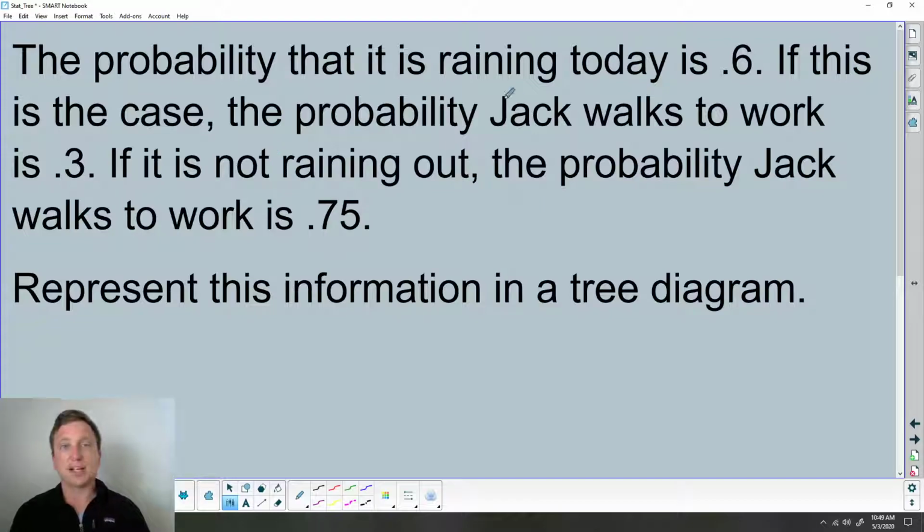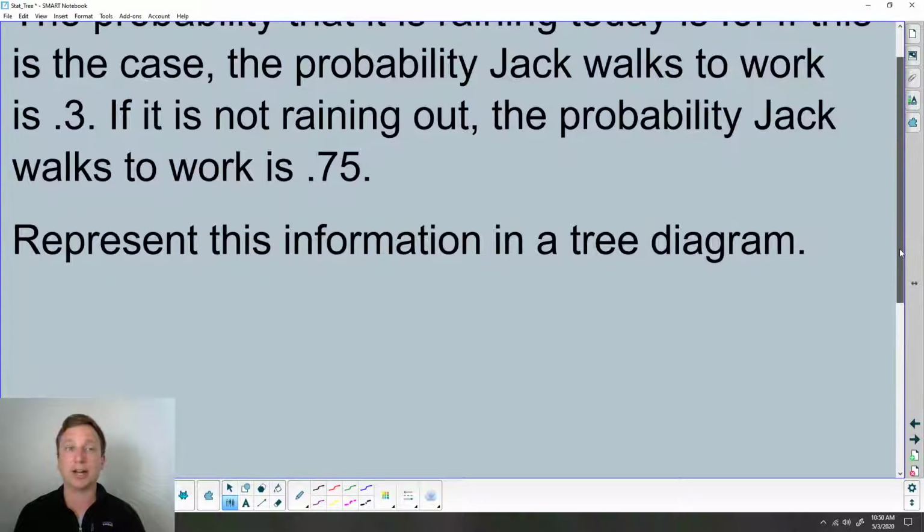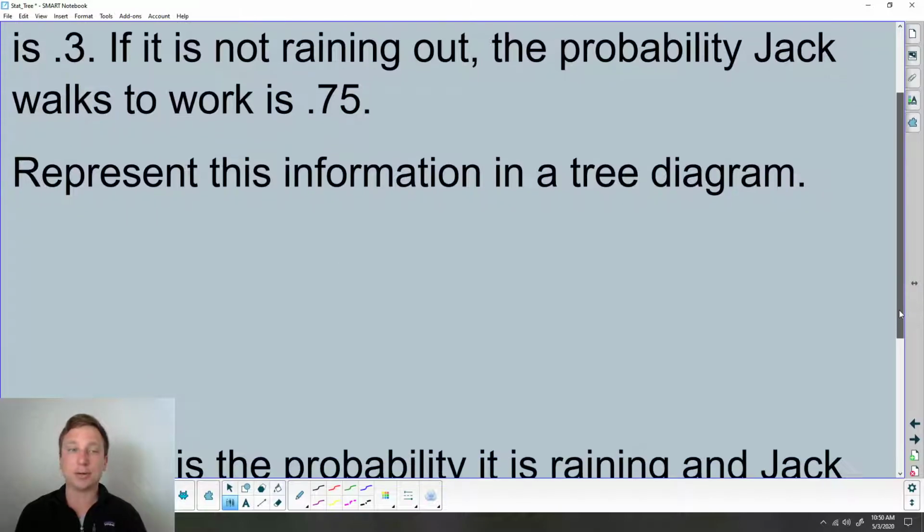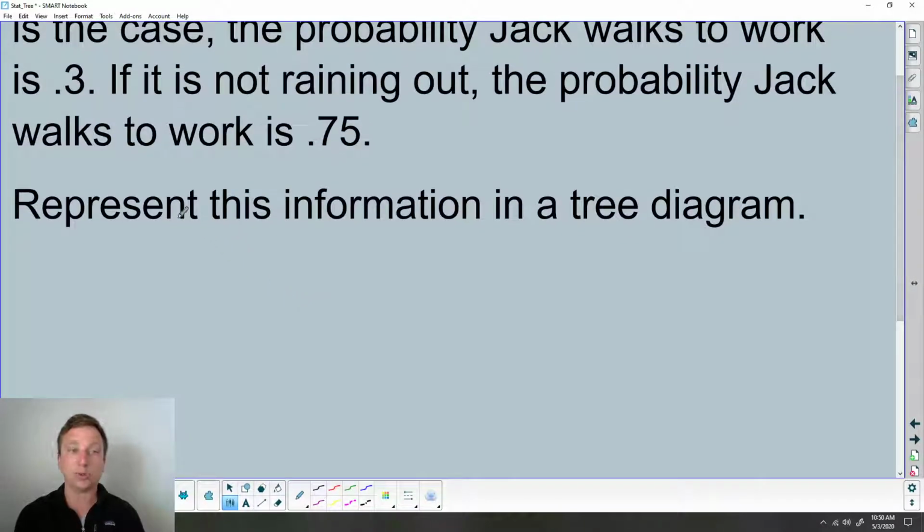So here it is. The probability that it is raining today is 0.6. If this is the case, the probability Jack walks to work is 0.3. If it is not raining out, the probability Jack walks to work is 0.75. We want to represent this information in a tree diagram. The way we do this is we build a diagram that shows all the outcomes that can happen. The first thing I'm going to consider is Jack walking to work.